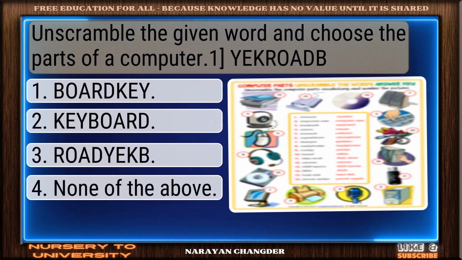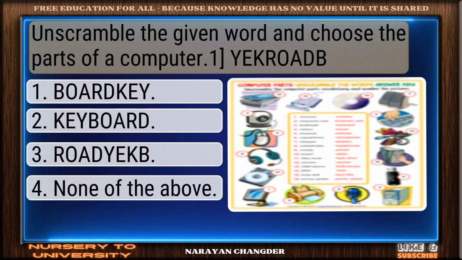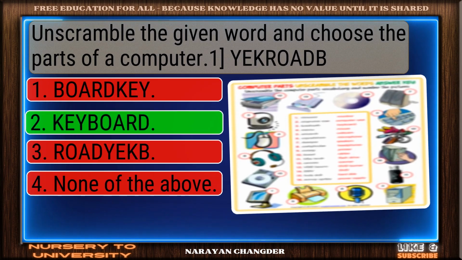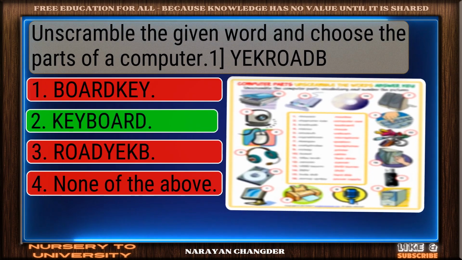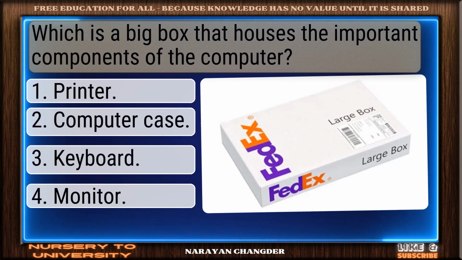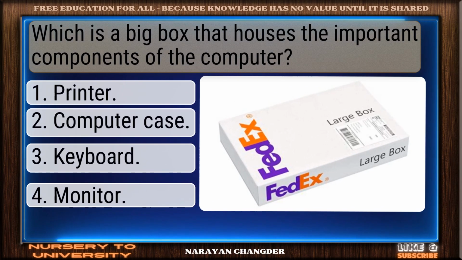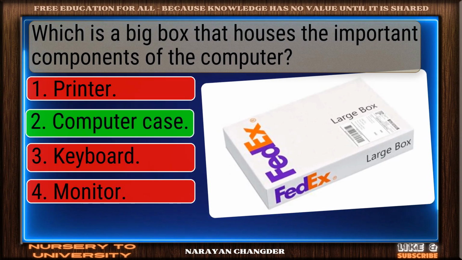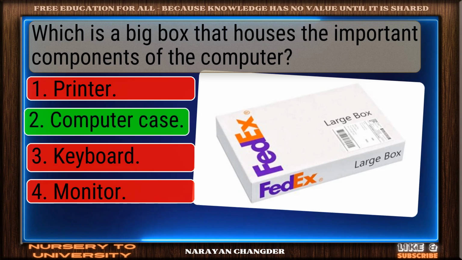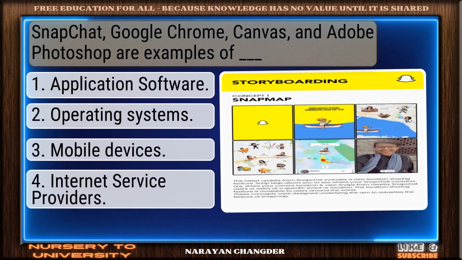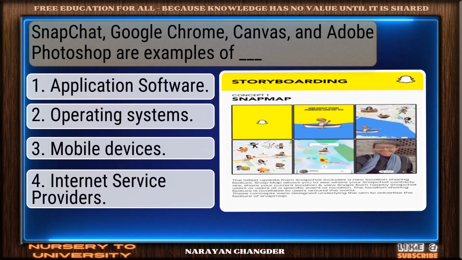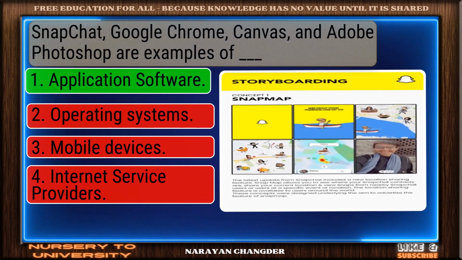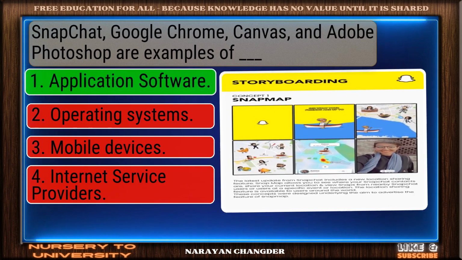Unscramble the given word and choose the parts of a computer upon one yek robe. Sharp thinking. Keyboard is the right choice. Which is a big box that houses the important components of the computer? Perfect. Computer case is the correct choice. Snapchat, Google Chrome, Canvas, and Adobe Photoshop are examples of dash. Right again. Application software is a valid answer.